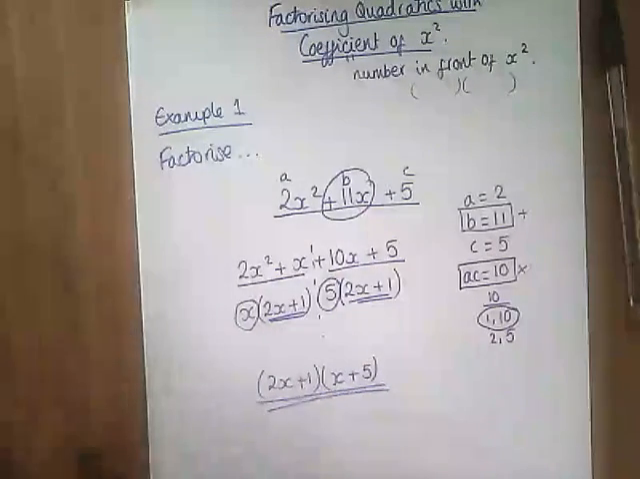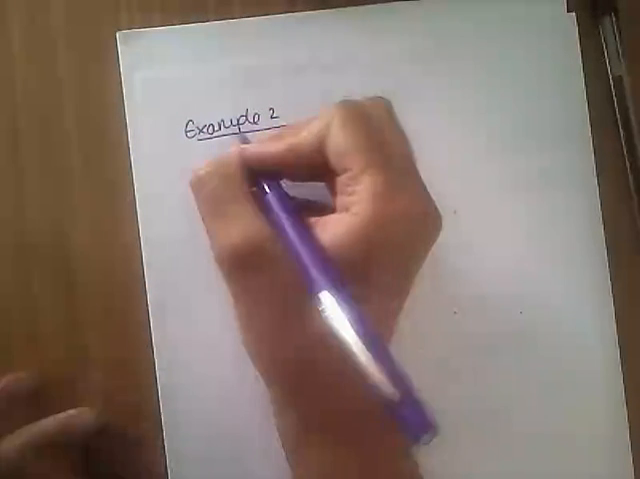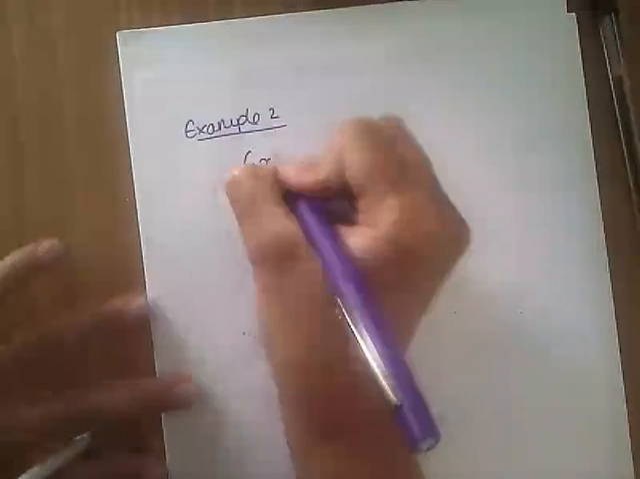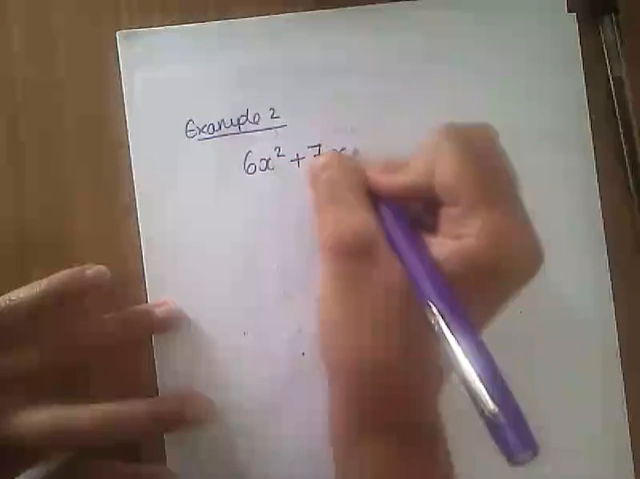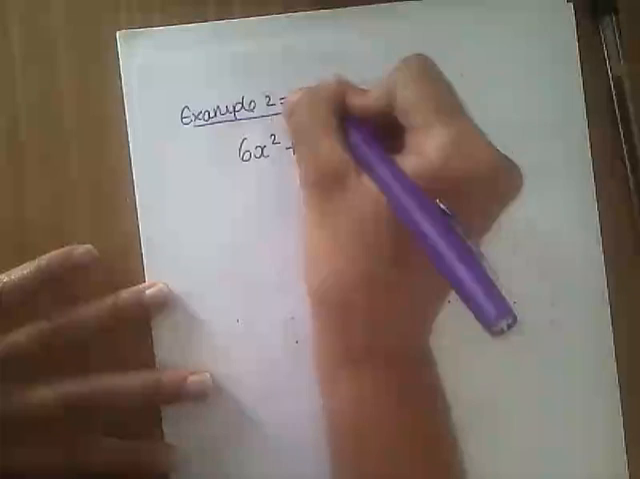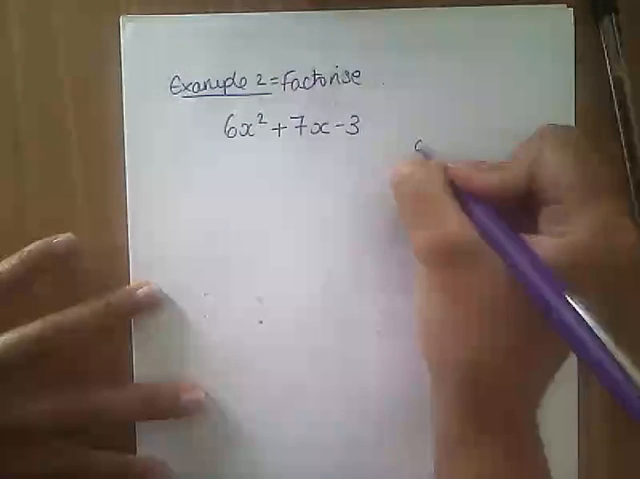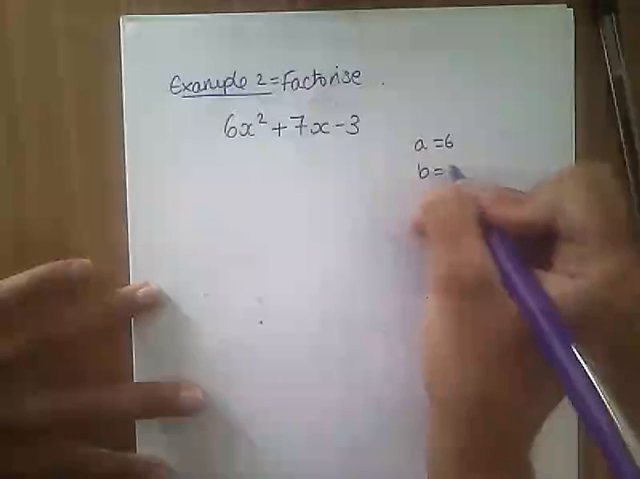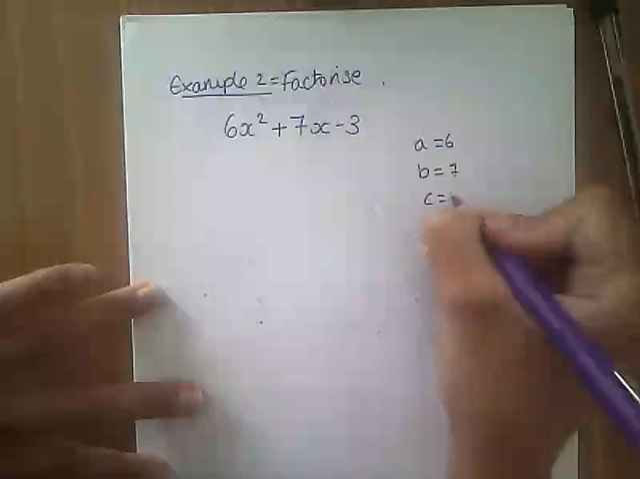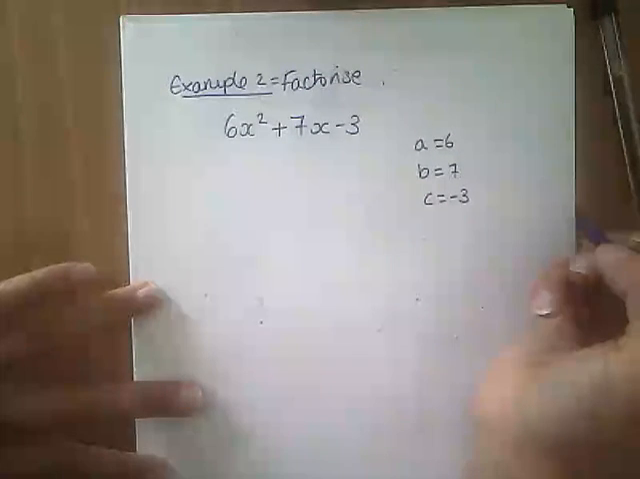Right, let's look at a second example. Example number 2, we are going to factorise 6x squared plus 7x minus 3. Same thing again. We're going to write down our a, b and c. So your a is 6, b is 7, and c is minus 3. Be careful that you put in your sign, okay?